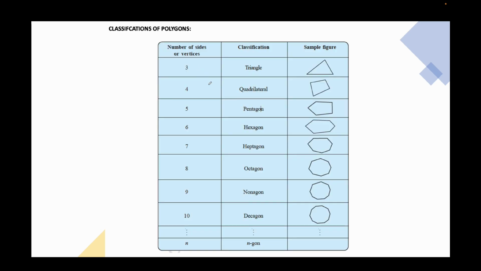Next one is the classification of polygons. There are various types of polygons, which depend on the number of sides and vertices that a particular polygon has. The first polygon should have at least 3 sides. So with 3 vertices it is a triangle, 4 is a quadrilateral, 5 is a pentagon, 6 is a hexagon, then heptagon, octagon, nonagon, decagon. Whatever the number of sides, we just have a gon suffix there. You can remember these for future reference.